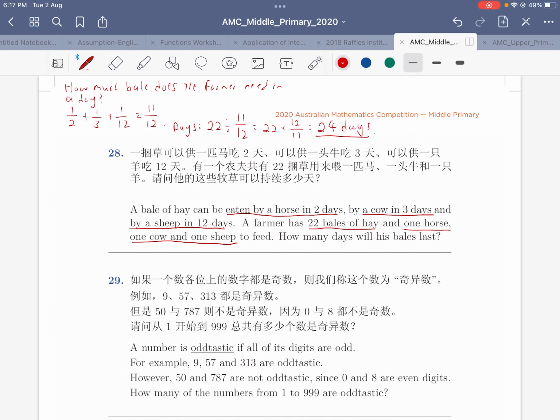Alright, so I hope everyone is familiar with rates, the idea of rates. It can also be applied to this kind of question. We are taking 1/, and that's our rate over here. So hopefully you guys are able to add rates together and be able to solve such problems efficiently. Alright, now let's move on to question 29.